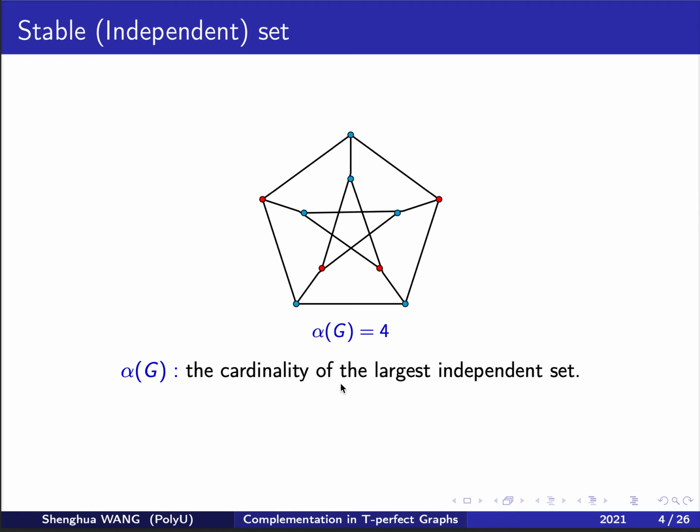A stable set is also called an independent set. That is a set of vertices in the graph such that no two vertices in the set are adjacent in the graph. For example, the red vertices here form an independent set. We use alpha(G) to denote the independence number, that is the cardinality of the largest independent set in the graph. We know that it is NP-hard to find the independence number for a given general graph. So what could we do?